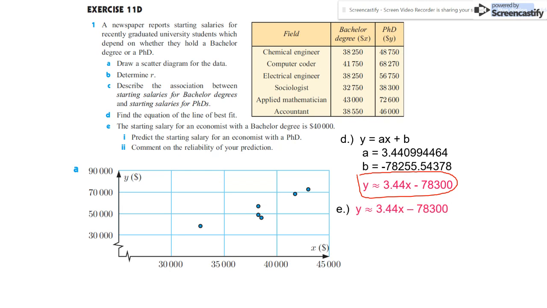Okay. So for part E, starting salary for an economist with a bachelor degree is $40,000. Predict the starting salary for an economist with a PhD. So this is asking you to use your line of best fit now. All right, so part E is using this line of best fit and plugging something in.